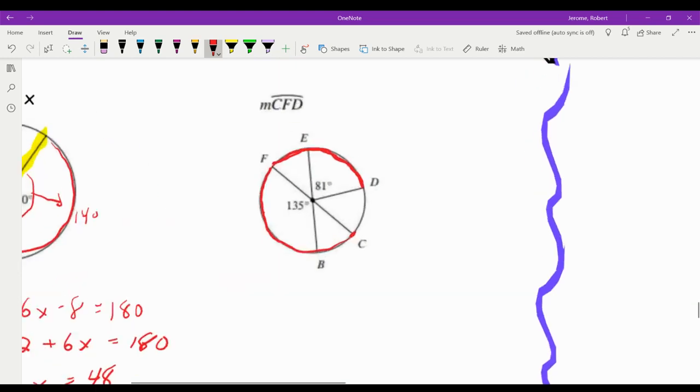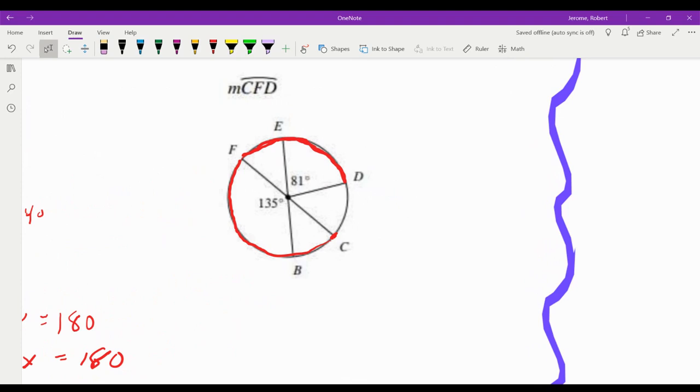Well, how are we going to figure out the part that we don't want? There's a couple different ways we can do this. But one thing that I noticed right away in looking at this picture, there's a big X in the middle. And when we have an X, we know that we have vertical angles. We have vertical angles.